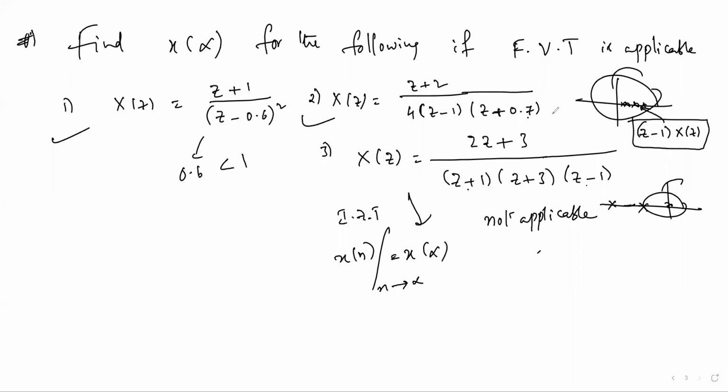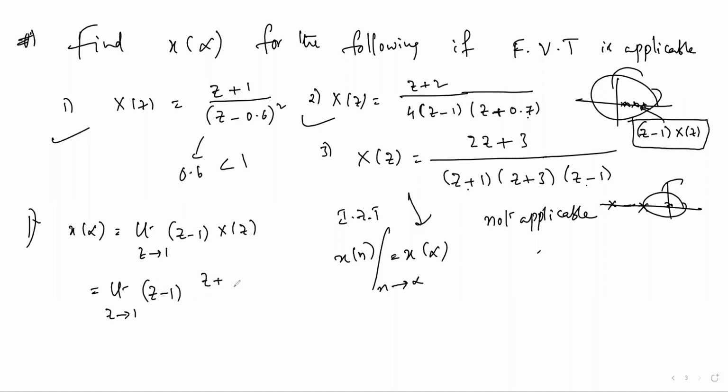Fine. For the first two, let us calculate x(infinity). First one, x(infinity) is the limit as z tends to 1 of (z minus 1) X(z), which is (z minus 1)(z plus 1) divided by (z minus 0.6) whole square. If you substitute z equals 1, z minus 1 gives 0, and 0 into anything is 0. So x(infinity) for the first function is 0.